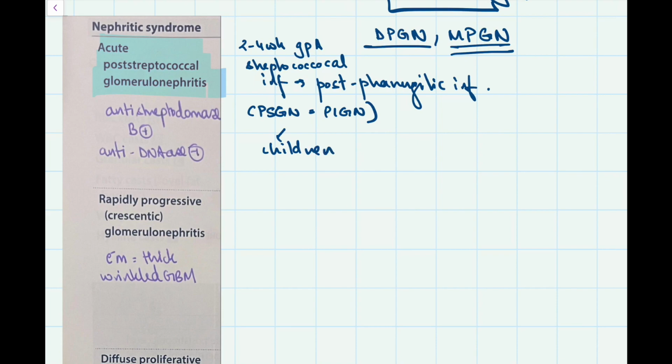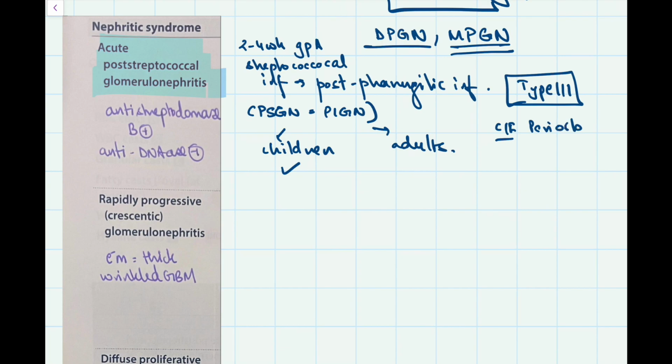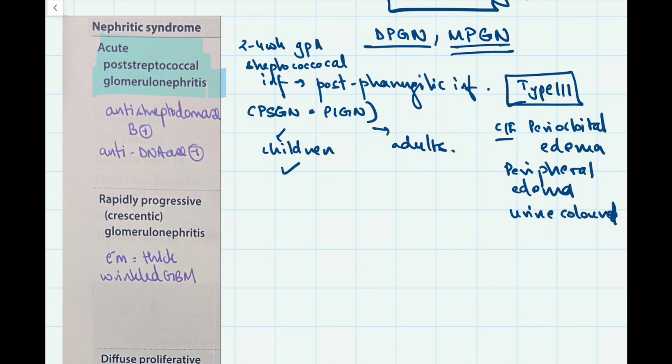In children, it resolves spontaneously, but in adults, it may also lead to renal insufficiency. It is an example of a type 3 hypersensitivity reaction, and the patient presents with periorbital edema as well as peripheral edema. The urine is colored, and we call it the typical cola colored urine, while hypertension will also be seen.